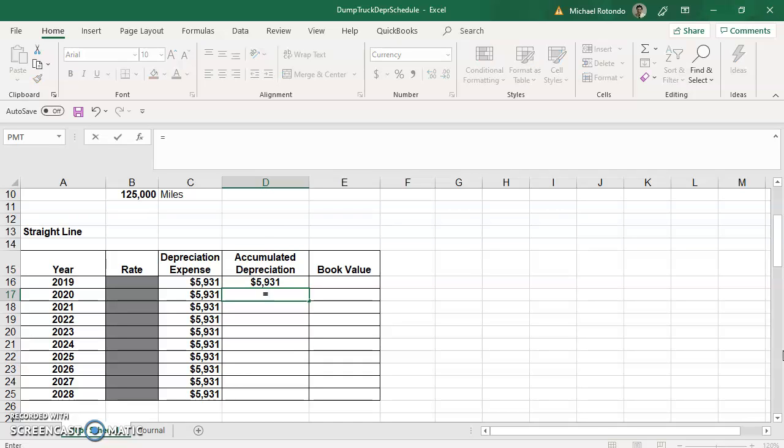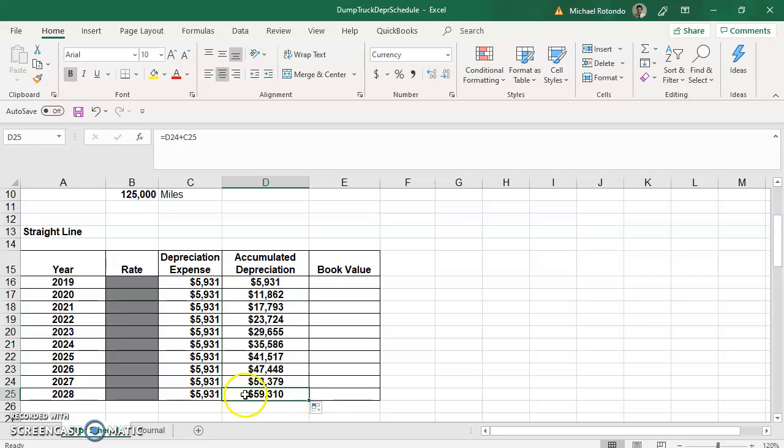So what we're going to do is just press equals. We're going to take our $5,931 plus the next year's depreciation expense. So we took the depreciation expense for year 1, which was 2019, and we added year 2, which is 2020. Once we do that, we could just copy it down, right?